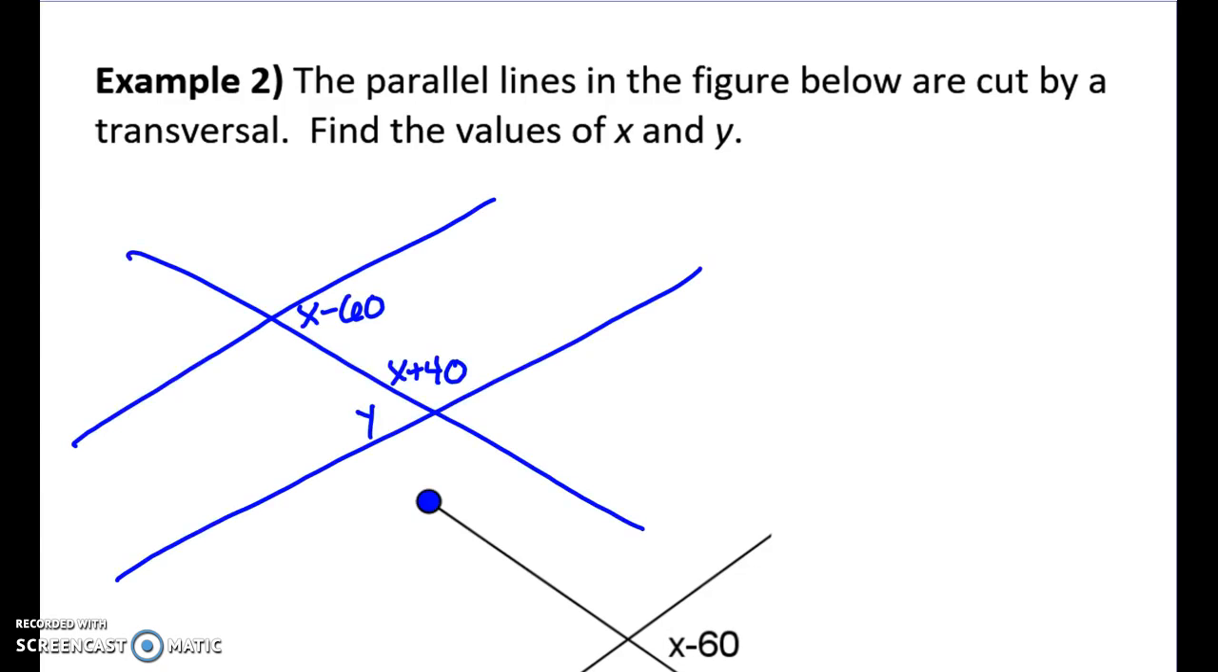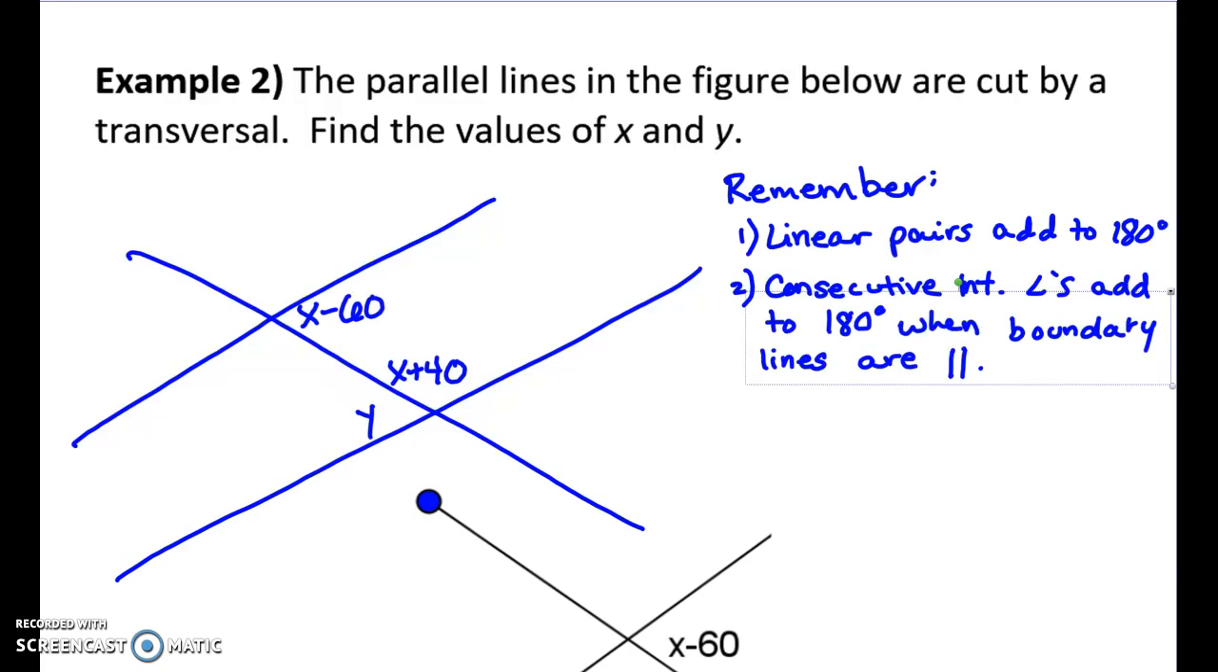We have some things to remember from geometry, and they are as follows. We know that linear pairs, or those are 2 angles that make a line together, they're going to add to 180. Well, when I look at this, I have a linear pair right here. That x plus 40 plus y, those must add to 180 degrees.